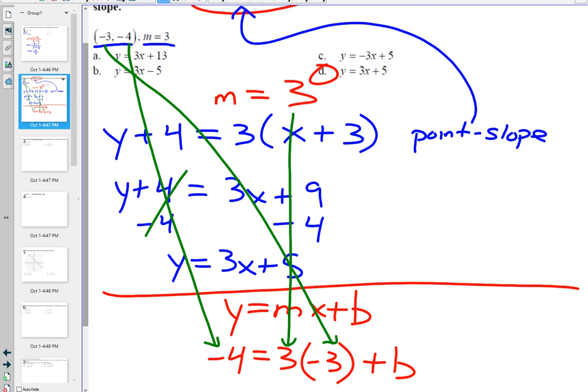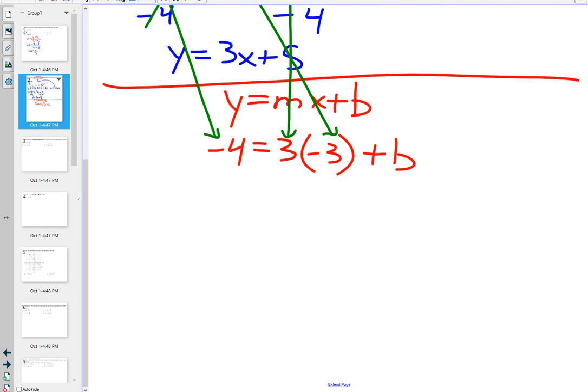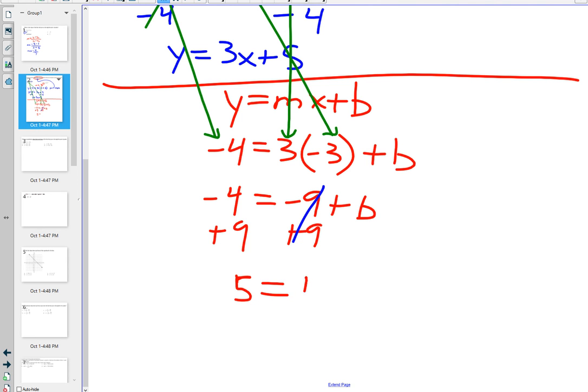All right. Substitute. And that leaves the b. That's what I want to find. So -4 is equal to -9 plus b, plus 9 plus 9. And I still get that my y-intercept is 5.